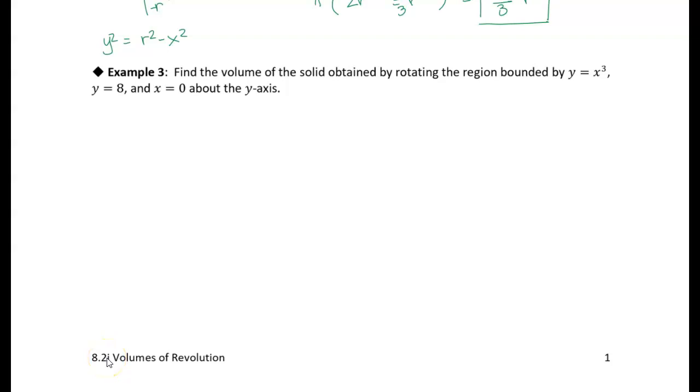Okay, so in this example, we're asked to find the volume of a solid obtained by rotating the region bounded by y equals x cubed, y equals 8, and x equals 0 about the y-axis. Okay, well, let's start just by trying to visualize that region.